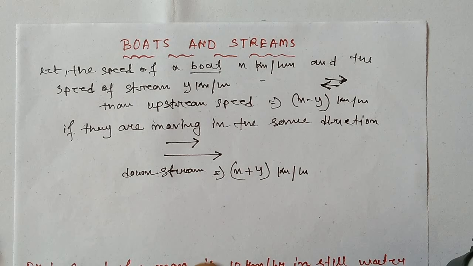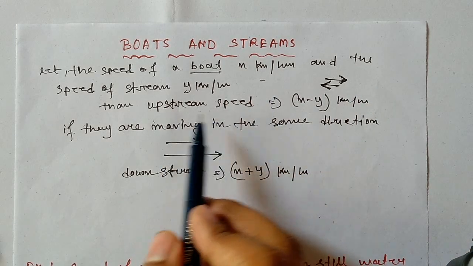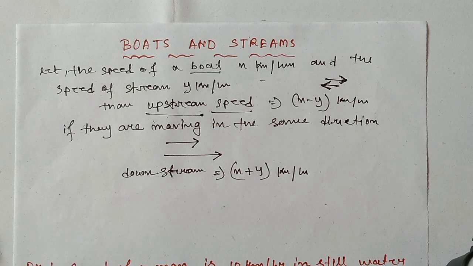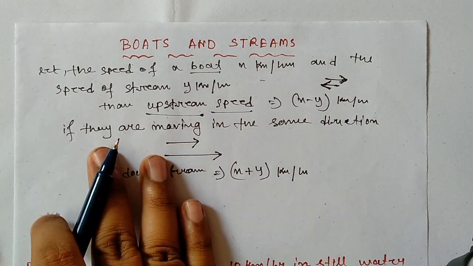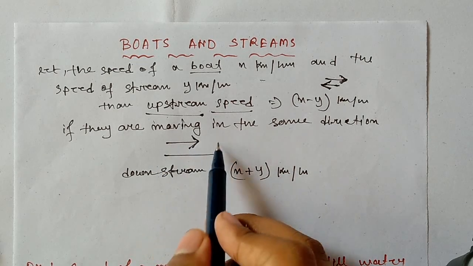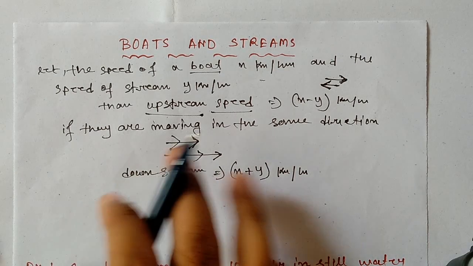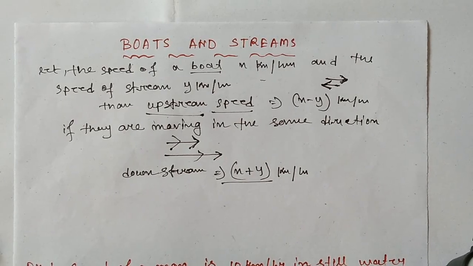So when the boat or the observer and the stream are in the opposite direction, that situation is called upstream, and the relative speed is called upstream speed, represented as the difference of their speeds, that is x minus y. And if they are moving in the same direction, then this situation is called downstream speed, and in this case we represent the relative speed as their addition, that is x plus y kilometer per hour. Okay, so this is the basic concept of this chapter.